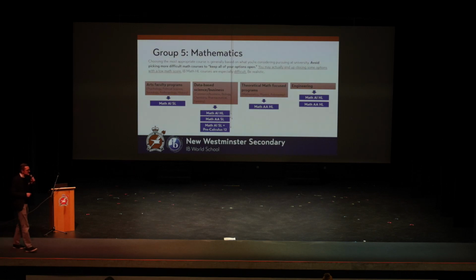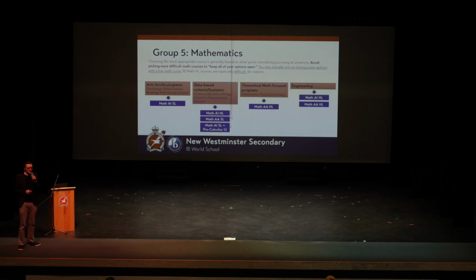Like Mr. Kirkhoven mentioned, Math AI SL is the one math course that doesn't have the pre-calculus 11 prerequisite, because that one doesn't quite get into the rigorous elements of math as much, if you will, right? The calculus in it is a little bit less. And so that one, what universities want to see if you take Math AI SL, that's a perfect one to take if you want to go to any arts faculty programs, and that includes things like psychology, political science, sociology, anthropology, or history. Right, Math AI SL is the course to take there.